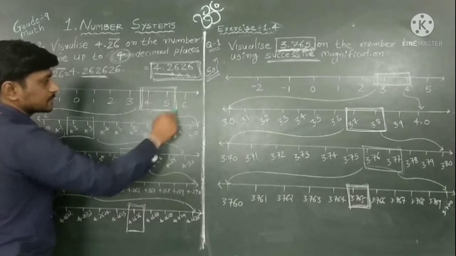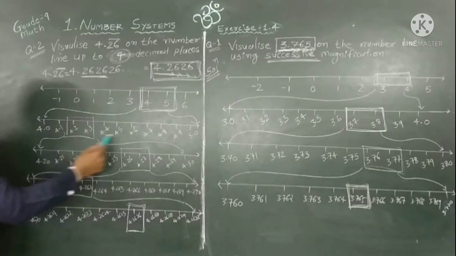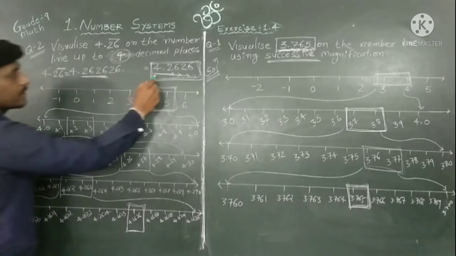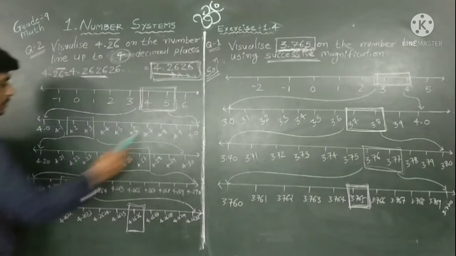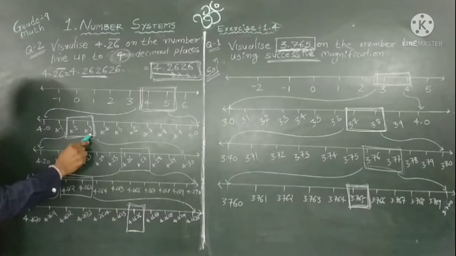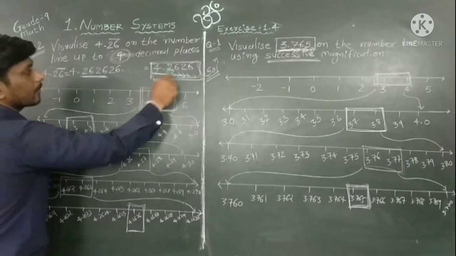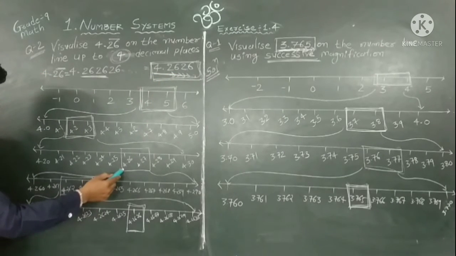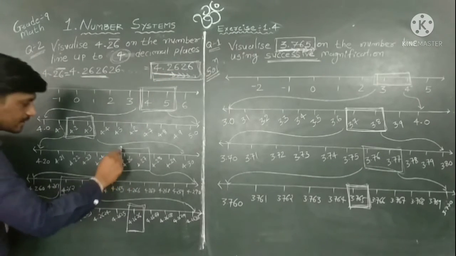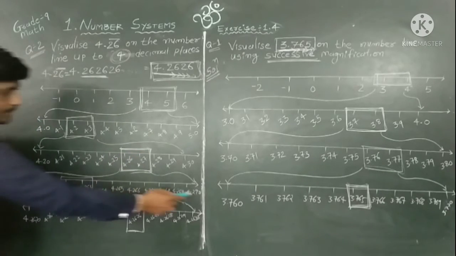So visualize this portion 4 and 5 like this: 4.1, 4.2 up to 4.9. Now read one more digit, 4.2. So again visualize this portion 4.2 and 4.3 like this. Now read one more digit, 4.26. So this is 4.26 and 4.27. So visualize this portion like this.